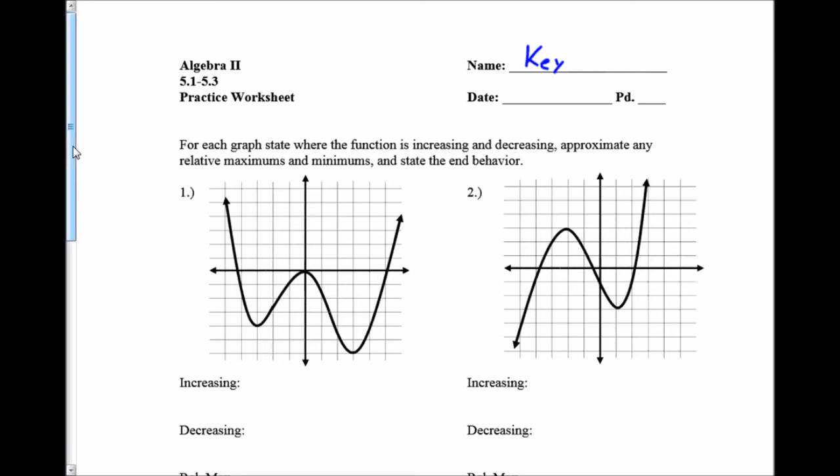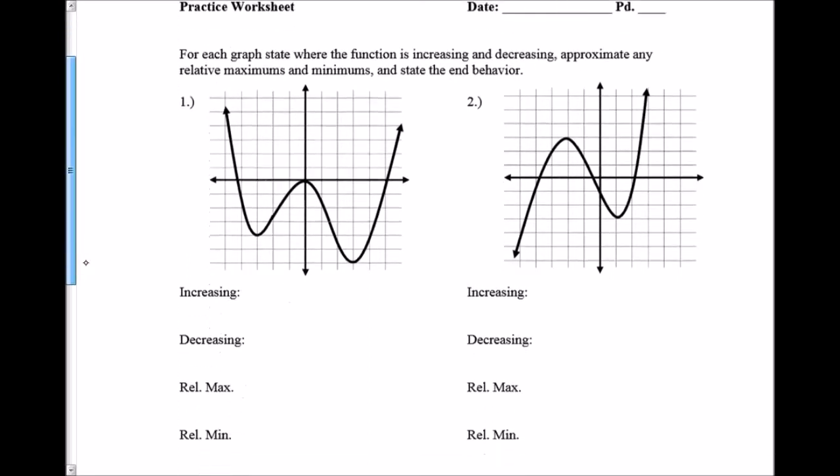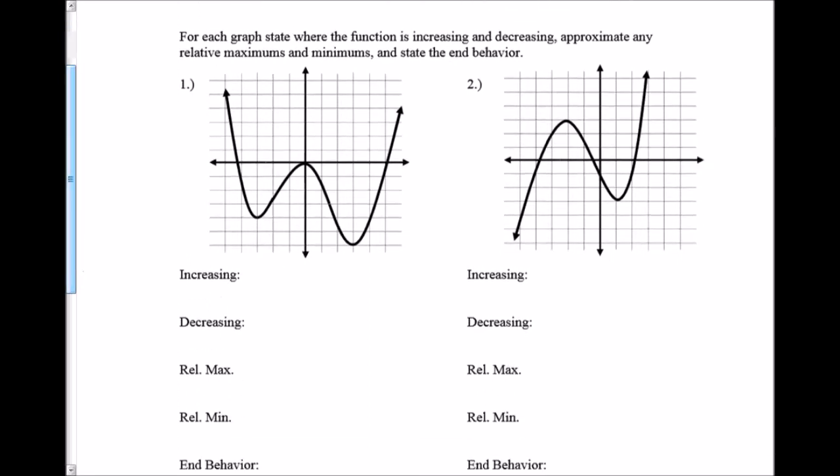If we look at something like this, we're looking for increasing and decreasing behaviors. We're also looking for relative maximums and minimums. And then we're also going to look at end behavior on these things. When we're looking at a graph and talking about increasing and decreasing, we're always working left to right as we read this. Just think of decreasing as a negative slope, increasing as a positive slope.